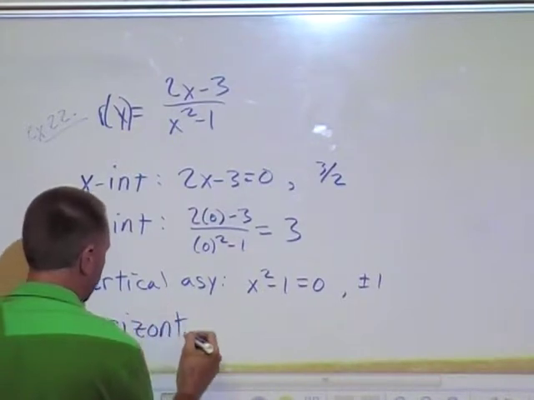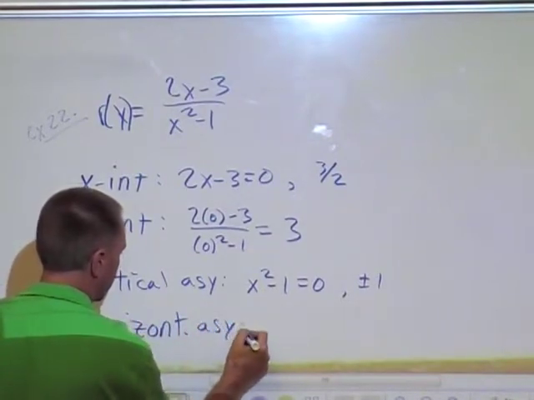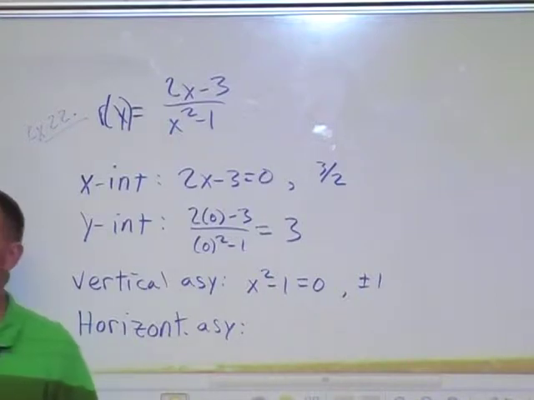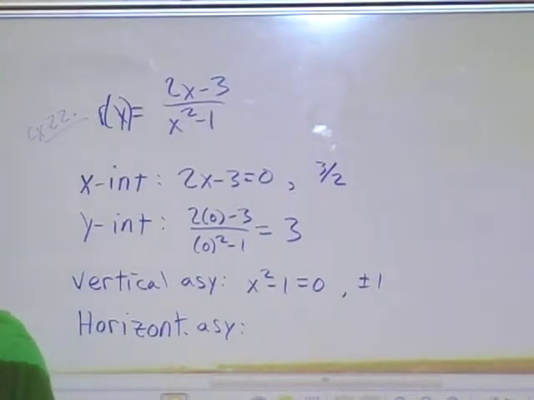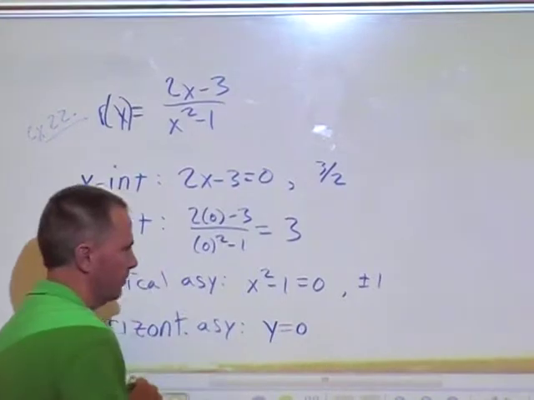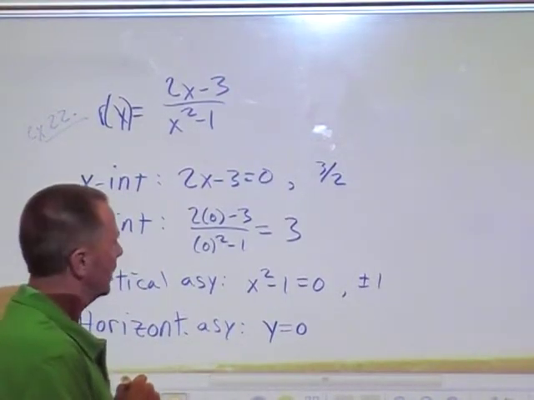Alright, horizontal asymptote. Look at the degrees. What do you notice about the degrees? The exponents. What's the highest exponent in the numerator? 1. What's the highest exponent in the denominator? 2. So which one's bigger? The denominator's bigger. So y equals 0 is your horizontal asymptote. Great, let's graph it.